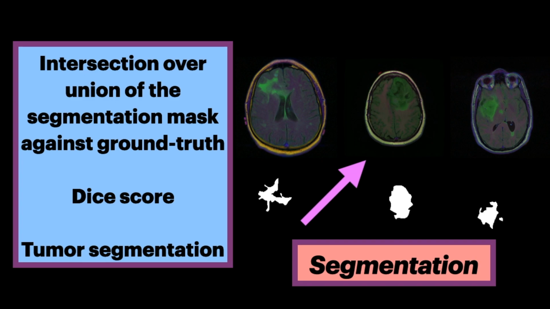In the medical field, the DICE score is commonly used as an evaluation metric and takes a value of 0 when both masks do not overlap at all and 1 for perfect overlap. One example application is automated tumor segmentation from CT and MR imaging.